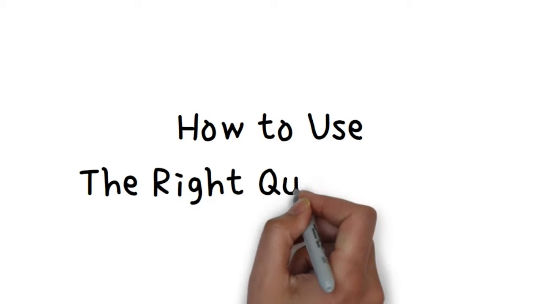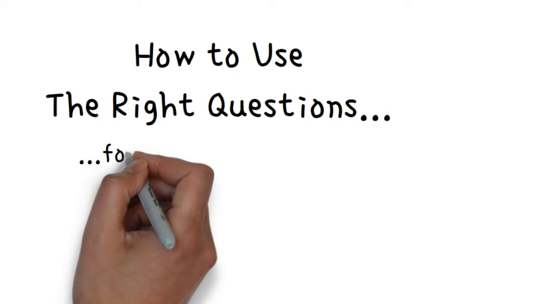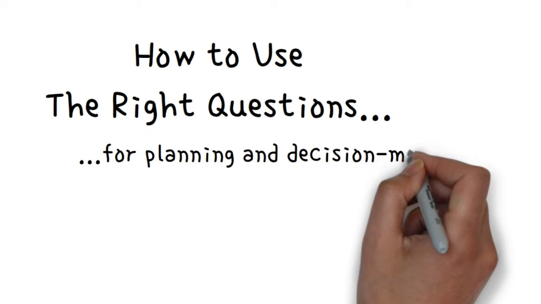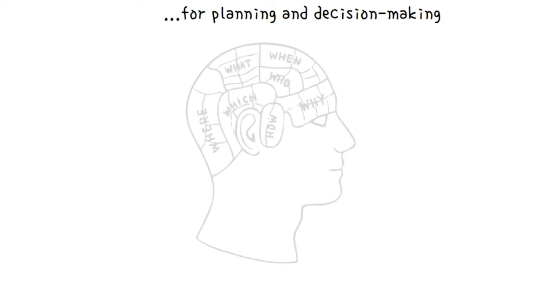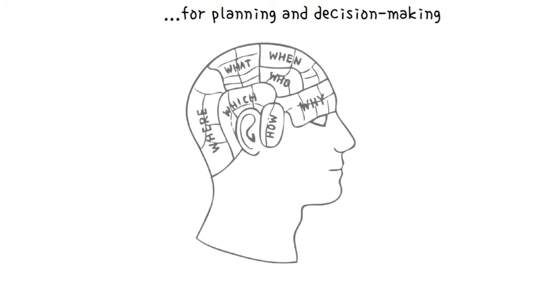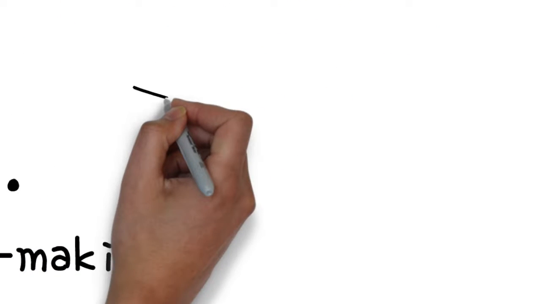How do you use the right questions for decision making and planning? The right questions are based on the 7 most common interrogatives in the English language. They are why, where, what, which, how, when, and who.